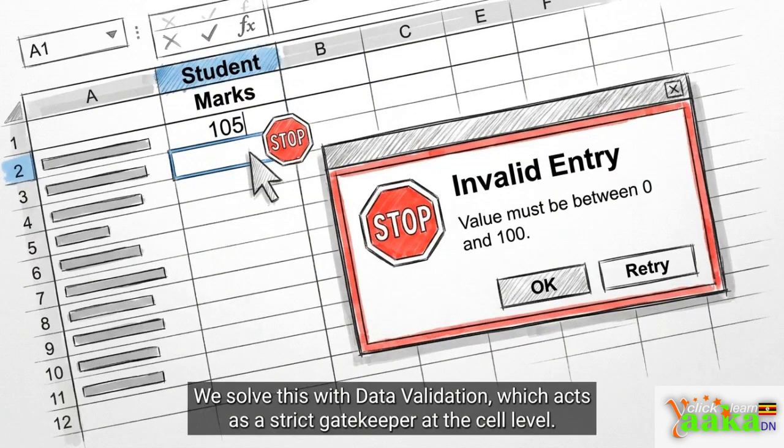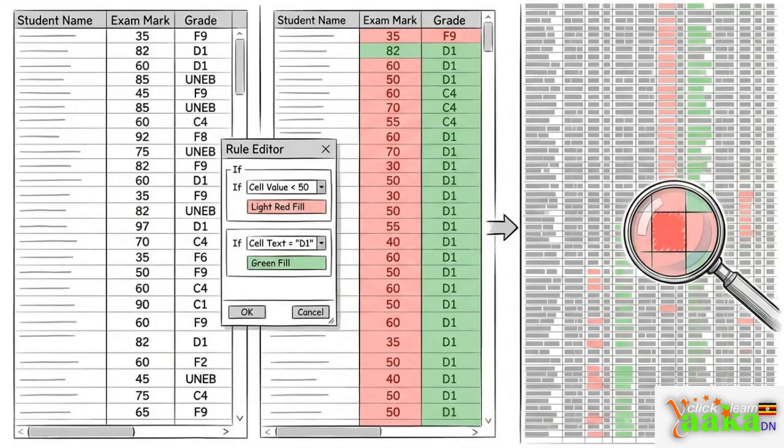We solve this with data validation, which acts as a strict gatekeeper at the cell level. Now that our data is clean, we need a way to read a dense table quickly. Conditional formatting serves as your visual dashboard. We set up rules to automatically highlight critical data. The moment the rule is applied, failing marks instantly turn red, and top D1 grades turn green. You no longer have to read through thousands of lines of data. You just look for the red cells. The spreadsheet is now an active alert system.